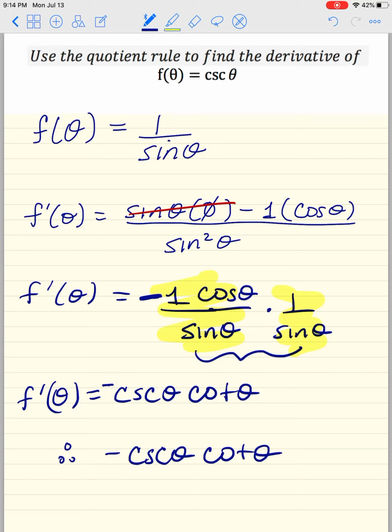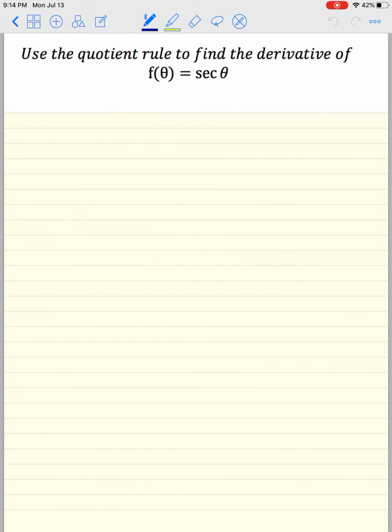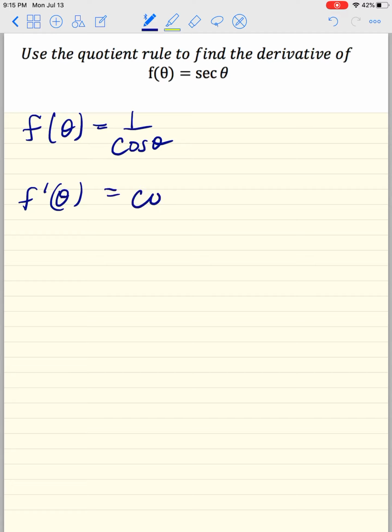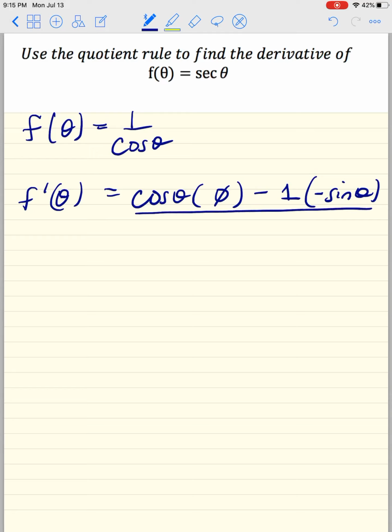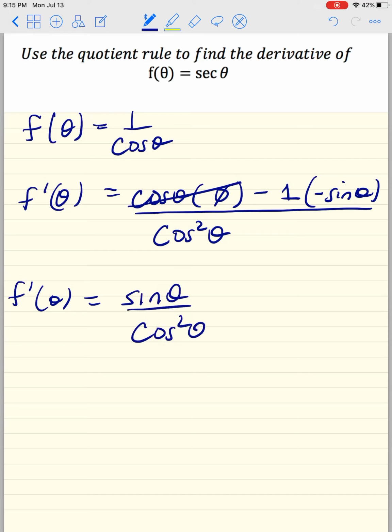Therefore, we can conclude that the derivative is negative cosecant theta cotangent theta. Okay, so that's how you figure out cosecant theta. What is the derivative of secant theta? Well, same exact procedure. We're going to do 1 over cosine theta. We're going to do the quotient rule. And we're going to keep the bottom, derivative of the top, minus keep the top, derivative of the bottom. Do you guys remember what the derivative of cosine is? Negative sine. All over the bottom squared. We're going to clean this up a bit. This cancels out. You're left with positive sine theta over cosine squared theta.